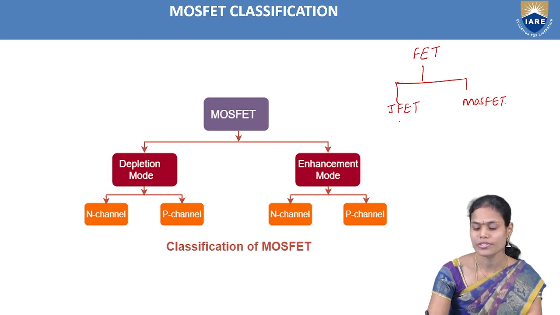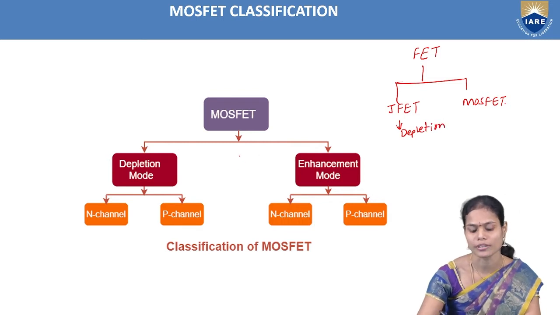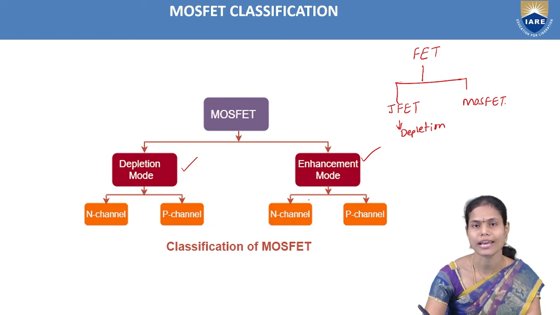These JFETs are available in depletion mode only, but MOSFETs are available in both the depletion mode as well as enhancement mode. Again, in the depletion mode, we have the N-channel MOSFET and P-channel MOSFET. Similarly, in enhancement MOSFET also, we have N-channel enhancement MOSFET as well as P-channel enhancement MOSFET. So these are the different types of MOSFETs available.